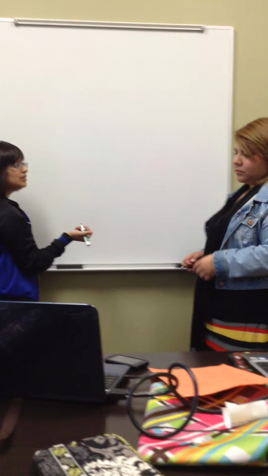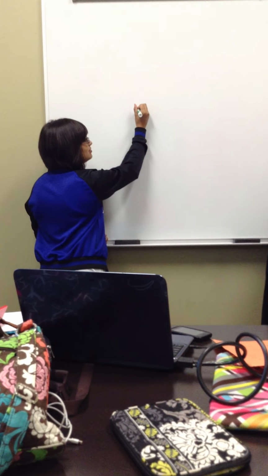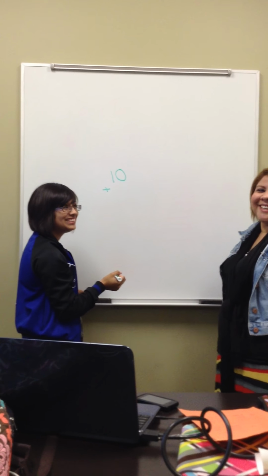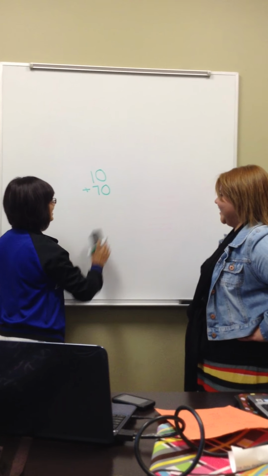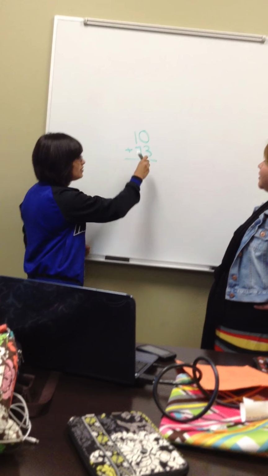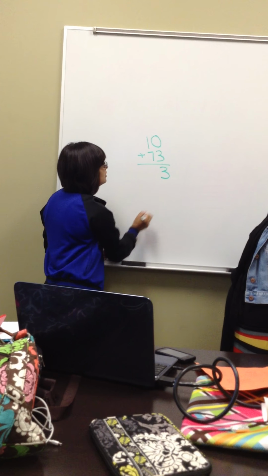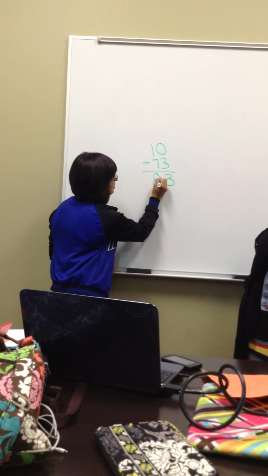Okay, let's do, any numbers? 10. Okay, let's do a bigger number at the bottom. Let's do 70. 70. 3. 73. Okay. So again, we have a 0. So 3 plus 0 would be 3. And 7 plus 1 would be 8. These are just different strategies that you can use to use addition with double digits.